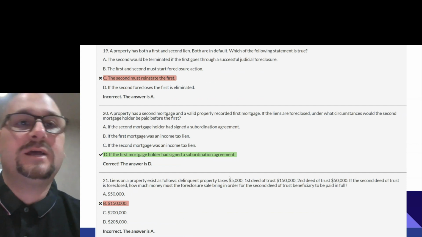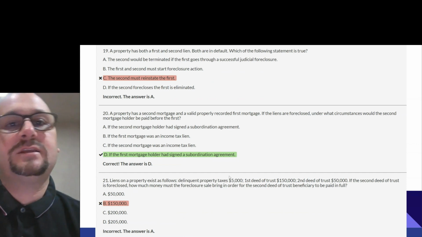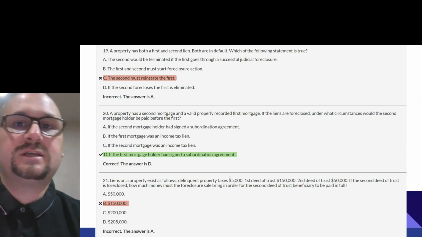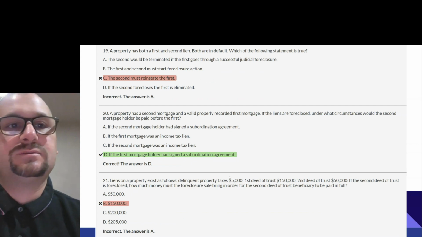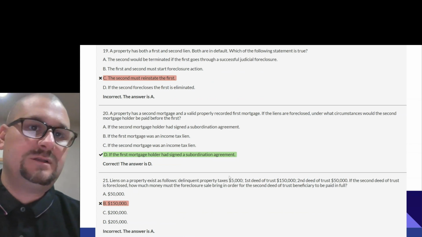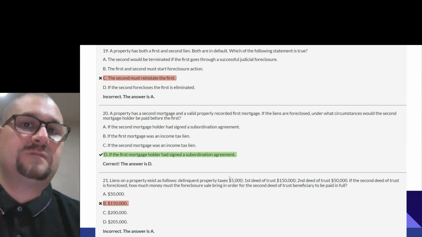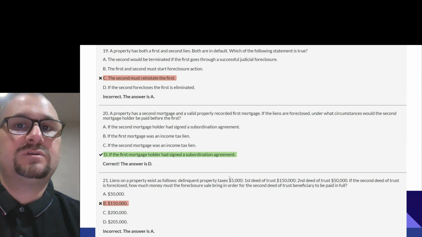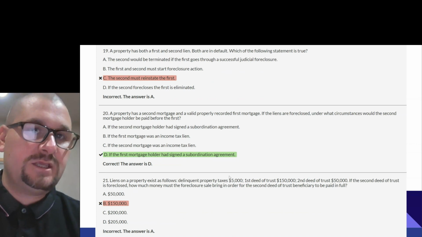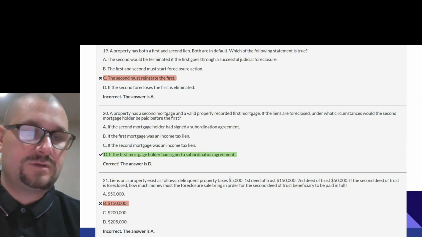A property has both a first and a second lien. Both are in default. First and second lien. Which of the following statements is true? Answer is alpha. The second would be terminated if the first goes through a successful judicial foreclosure. The second will be terminated if the first goes through a successful judicial foreclosure.